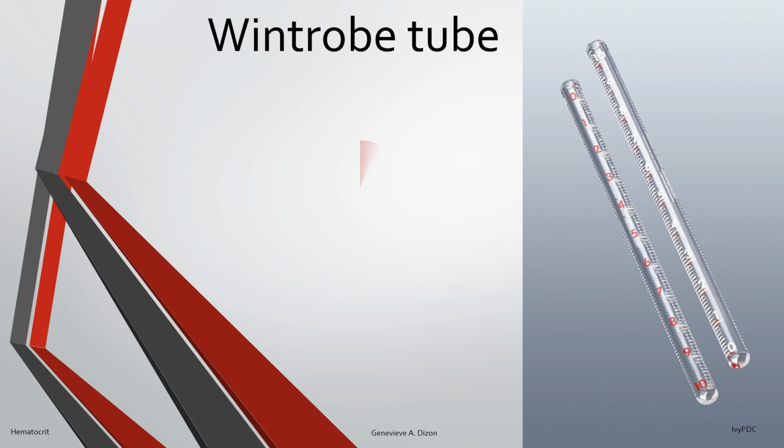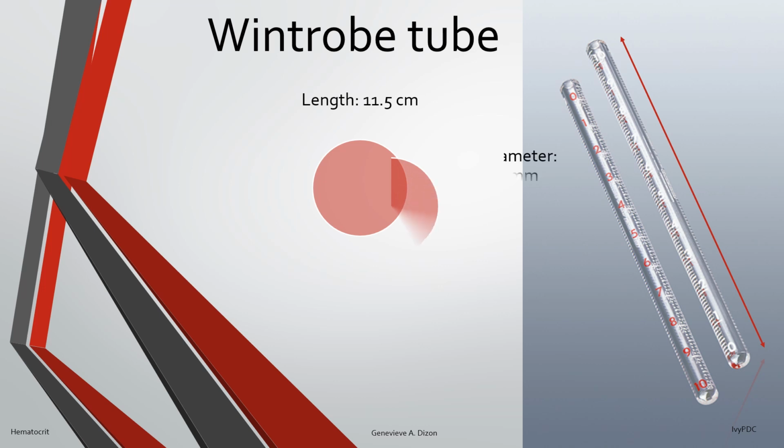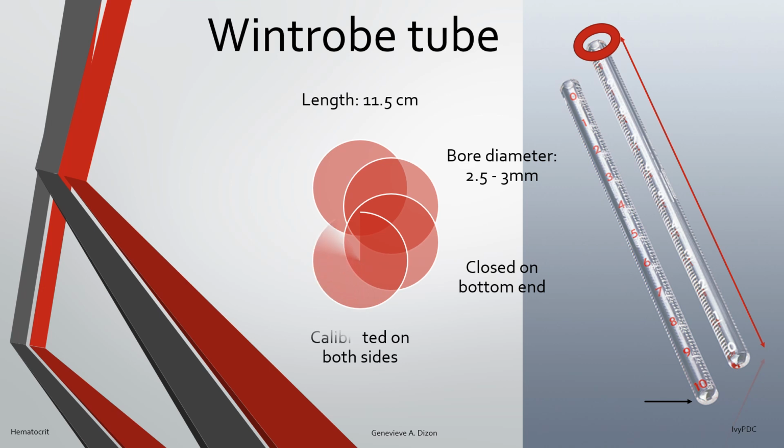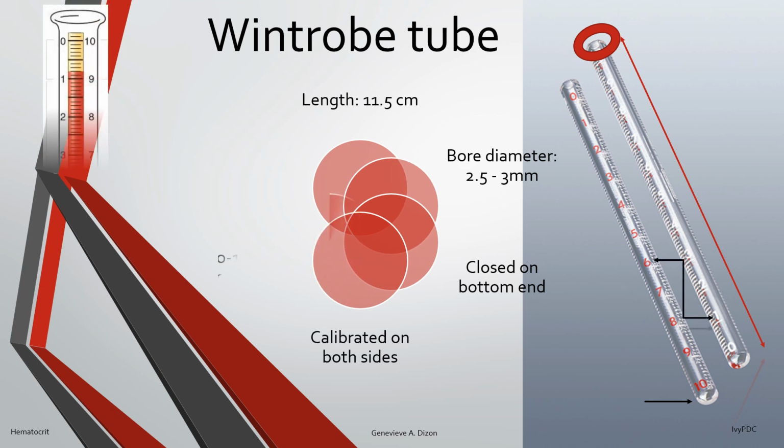Landsberg method. This tube has a total length of 11.5 centimeters with a bore diameter of 2.5 to 3 millimeters. The top portion is open while the bottom end of this test tube is closed. This tube is also calibrated on both sides, the left side and the right side.